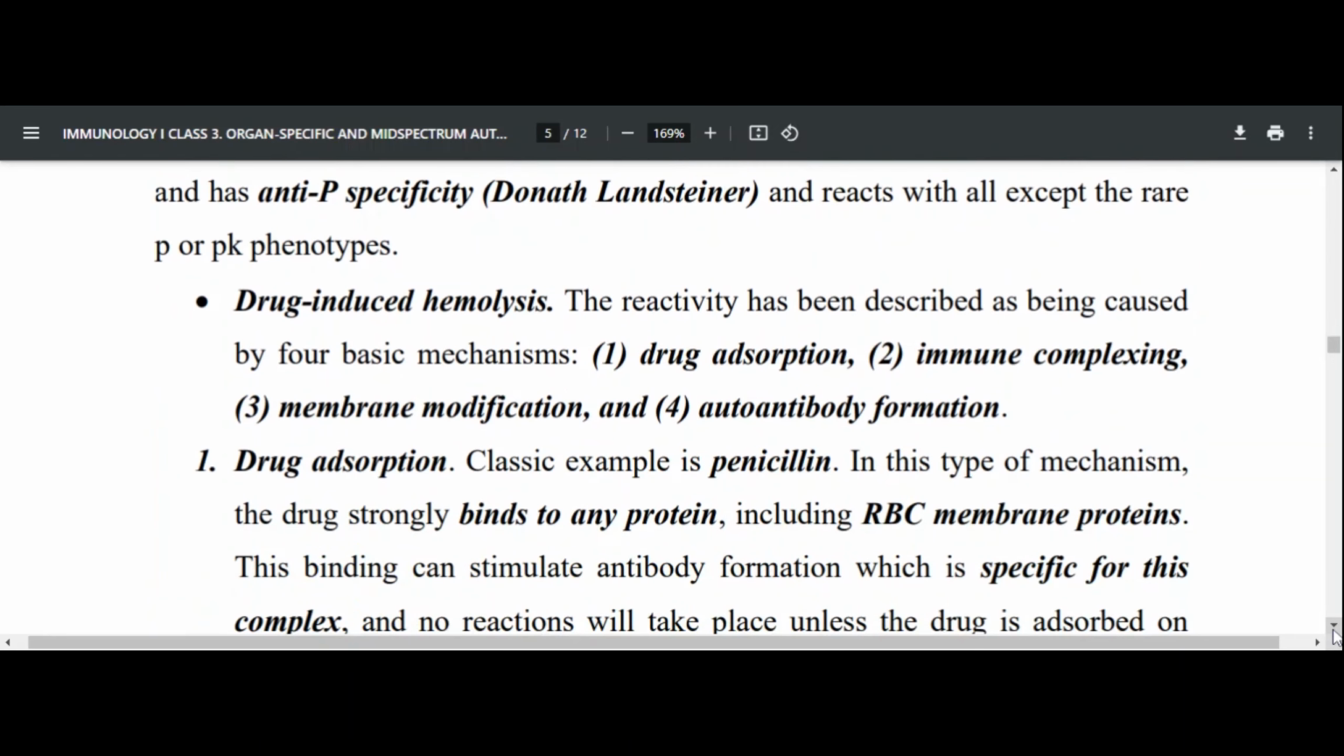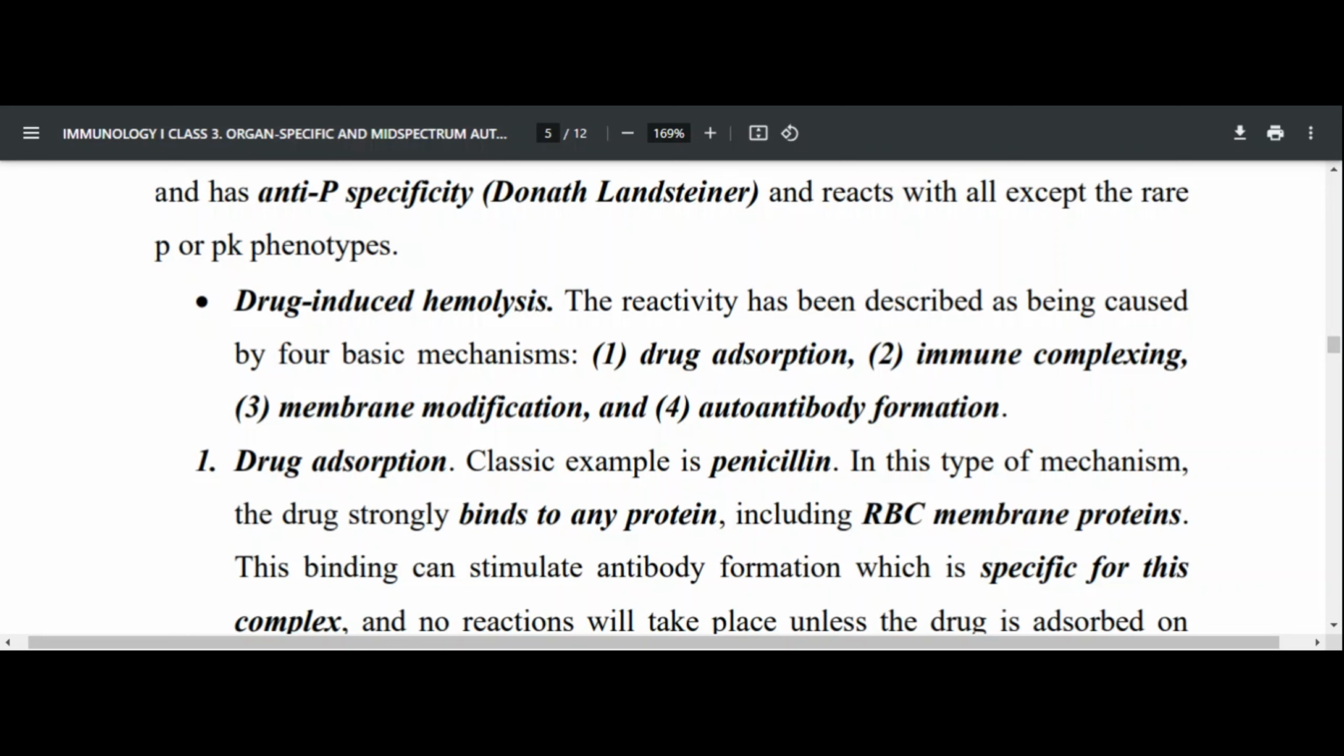So drug-induced hemolysis is, of course, the last one in autoimmune hemolytic diseases. Drug-induced hemolysis has been associated with different mechanisms. It is associated with drug adsorption, immune complexing, membrane modification, and autoantibody formation. So this is what you call drug-induced hemolysis. It is also another type of autoimmune hemolytic disease, because this is because of immunity.